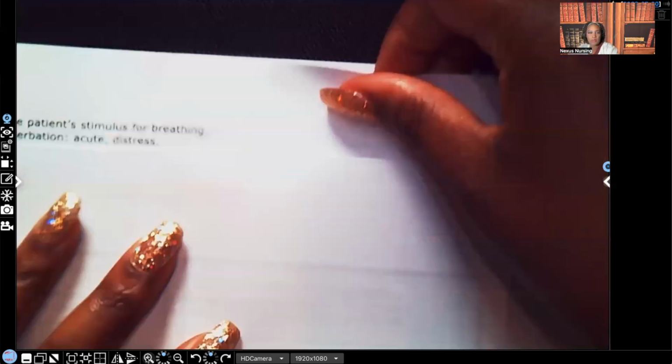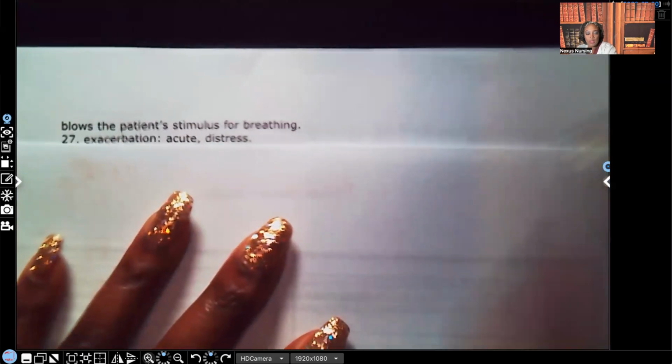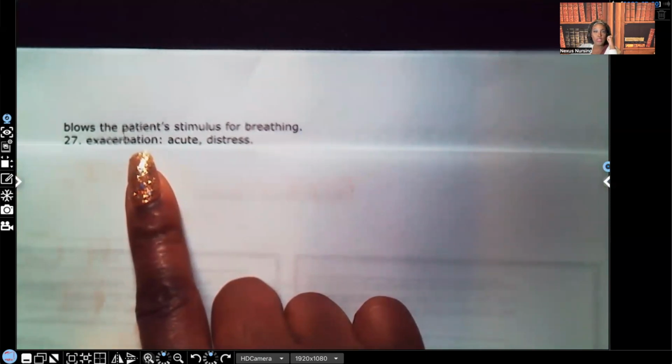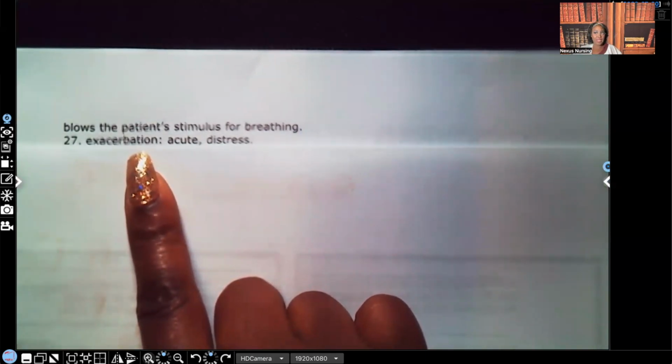All right, number 27. Exacerbation, acute, distress. So for example, a patient may have COPD, and COPD is chronic. It's long-term, it's insidious, right? But what if they have a COPD exacerbation? That chronic condition just turned into something that was acute. Why? Because it's an exacerbation. That patient is in distress and it must be addressed. That's a priority.